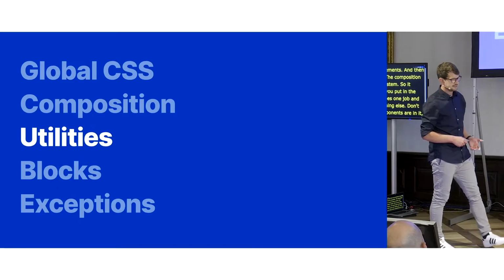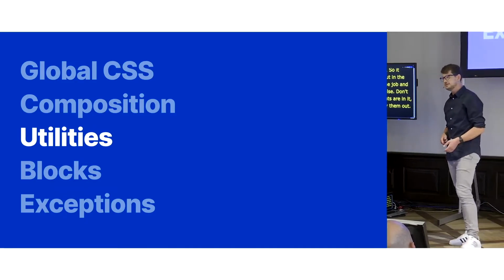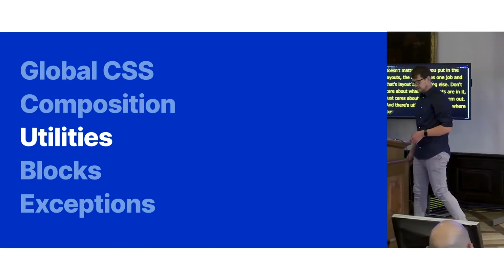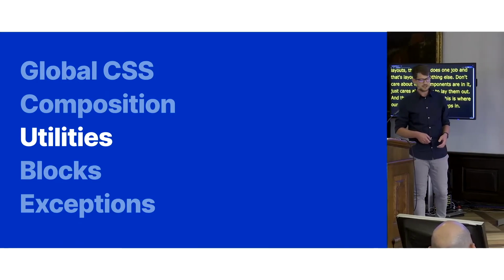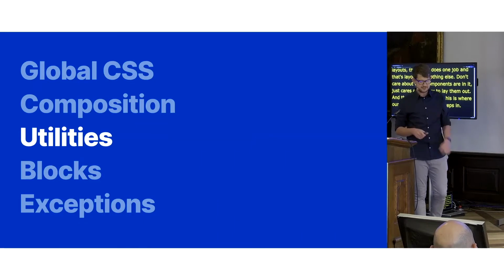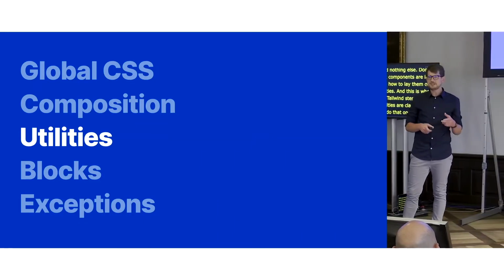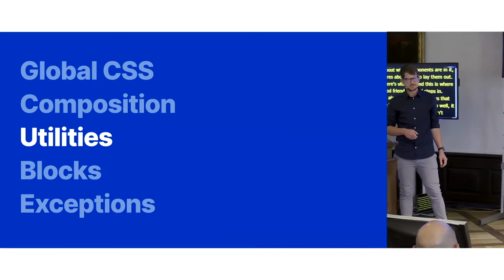Then there's utilities, and this is where our good friend Tailwind steps in. Utilities are classes that do one job and do that one job well. So it might be a wrapper that pushes all the content into the middle of the page. So it doesn't just have to be a single property to value relationship.